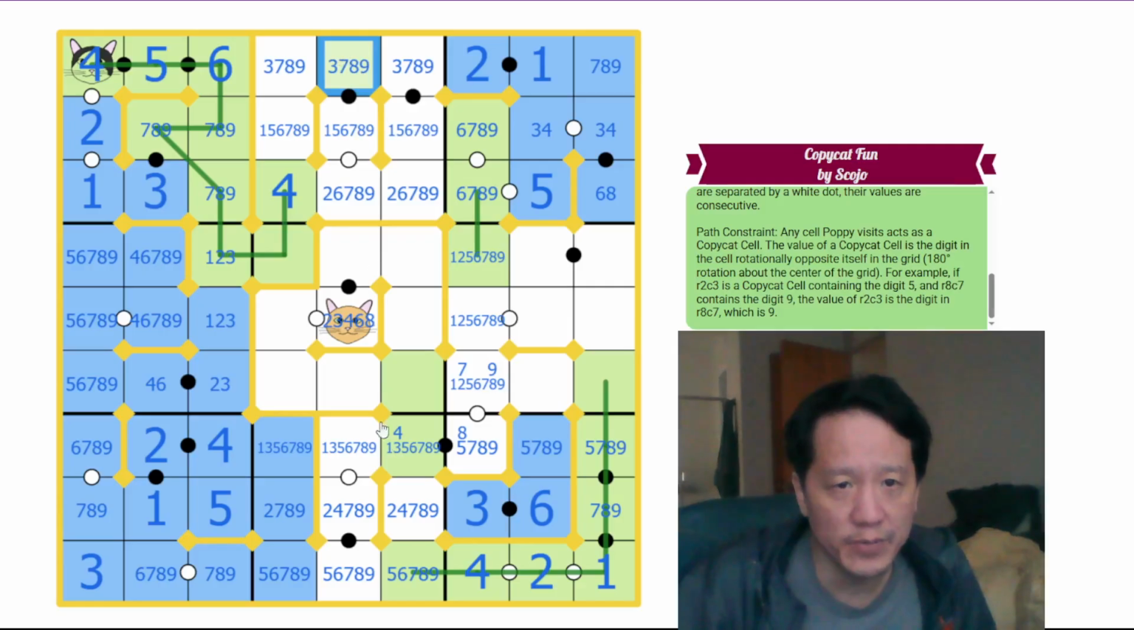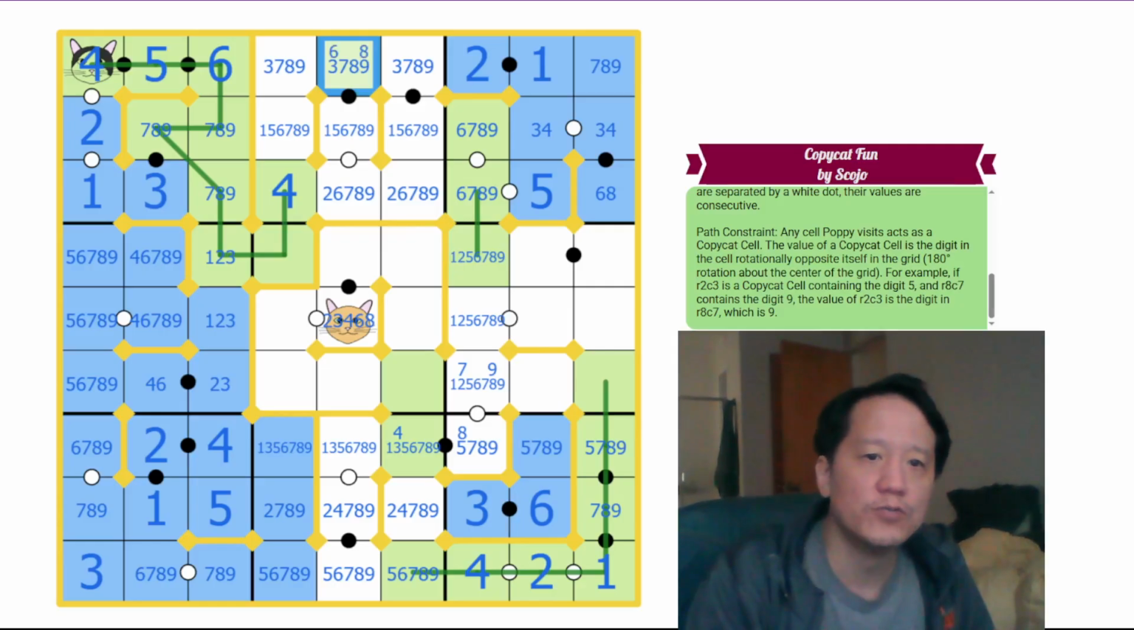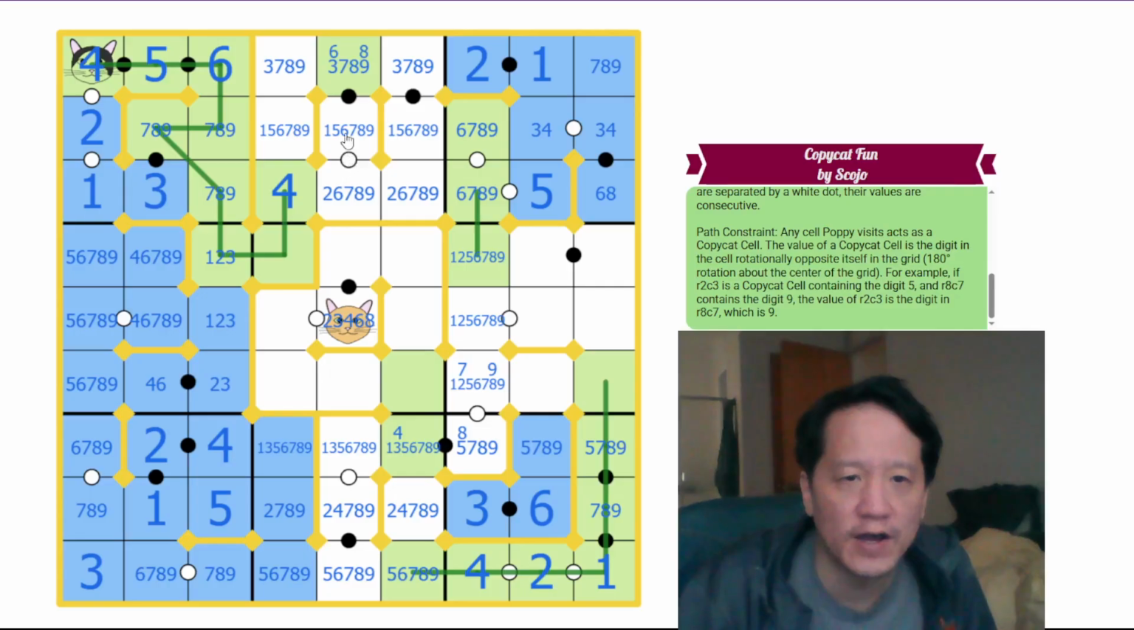So this is copycat, which makes its value 6 or 8. Which means this has to have a value of 3 or 4, and it cannot be either. So this must be copycat also, which means it goes through the whole way here. So all of this is copycat. That means these do have to be consecutive, and these must be in a 1 to 2 ratio.